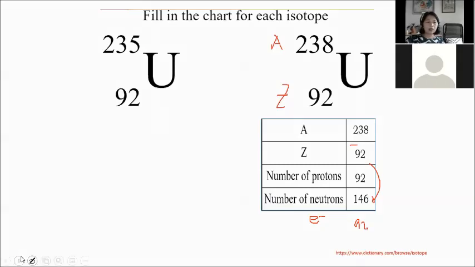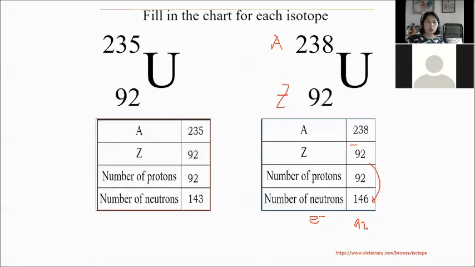So next we have this uranium-235. So in uranium-235, our A is 235, Z is 92, number of protons is 92, number of neutrons is the difference, 235 less 92. And that would be 143.